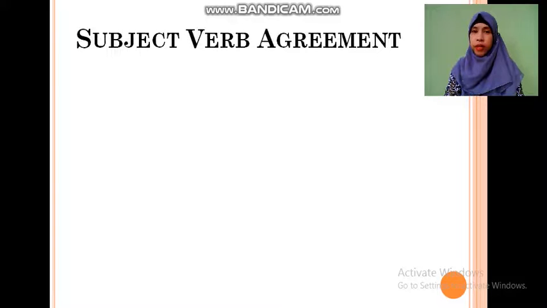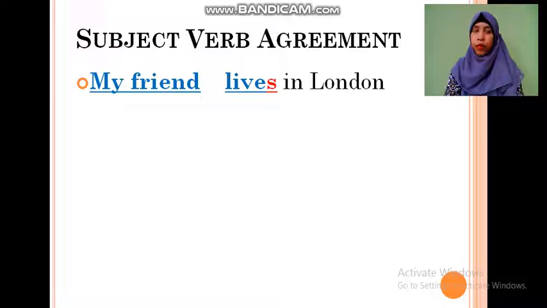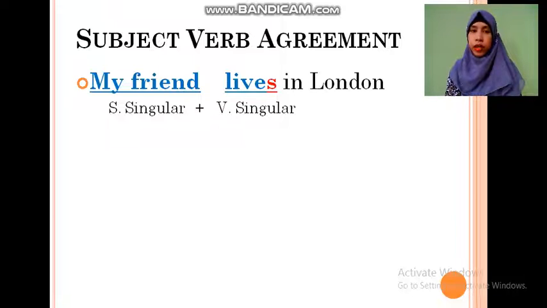Okay, when we talk about subject-verb agreement, we will see an example like this one. My friend lives in London. Here, my friend is a singular subject, so it should be followed by a singular verb too. So the subject and the verb should match, singular and singular.